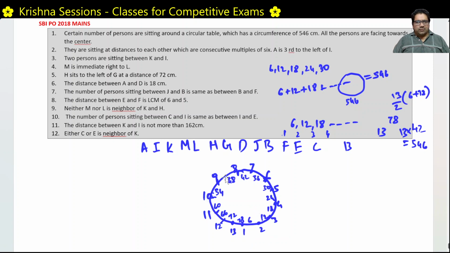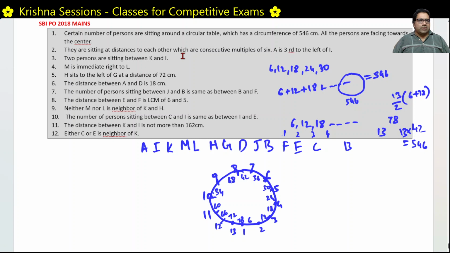If someone is sitting here, someone is sitting here, their distance would be 54 centimeters. These are different seats. We don't know who is where. Now let's look at all the conditions again. A is sitting third to the left of I. Can we do anything? We don't know where I is, where A is, we cannot tell.